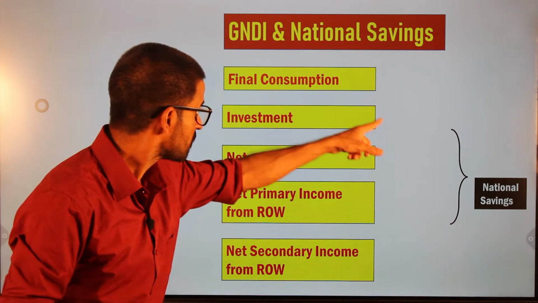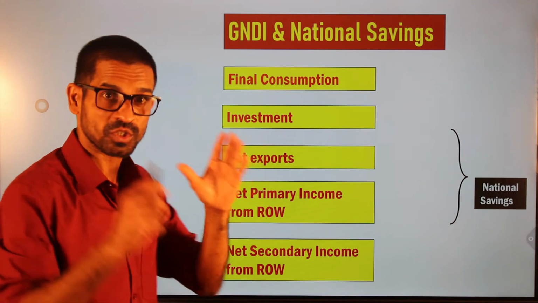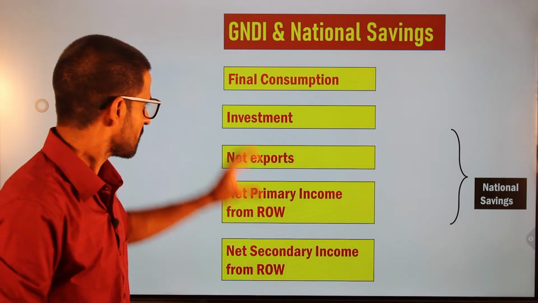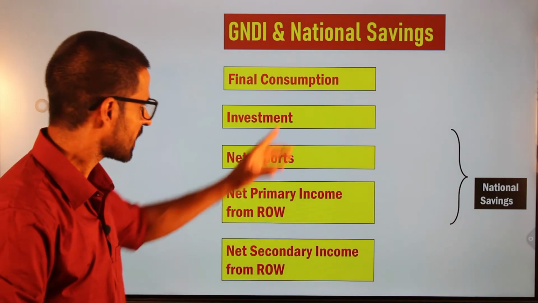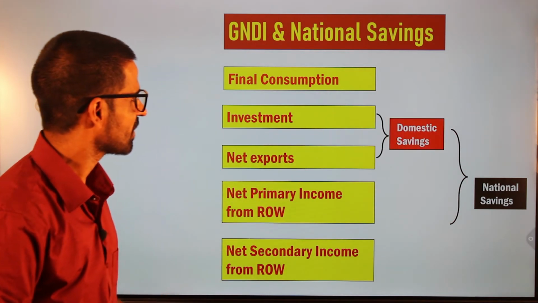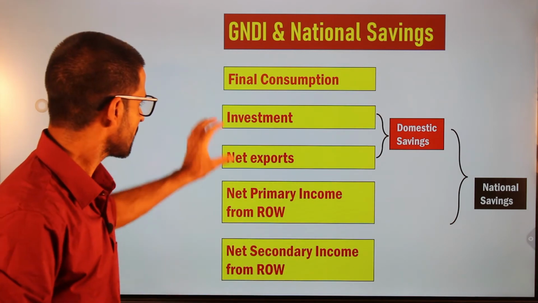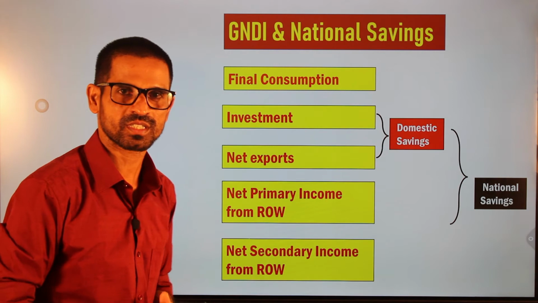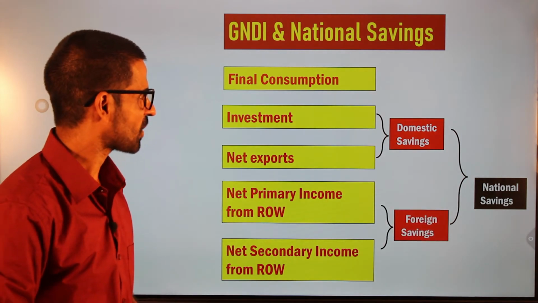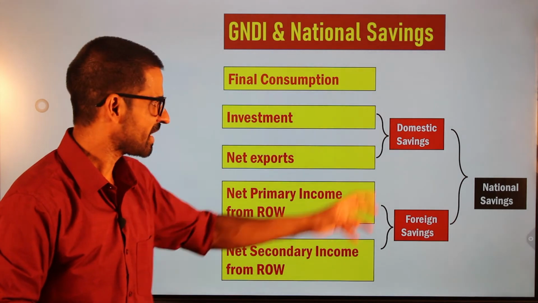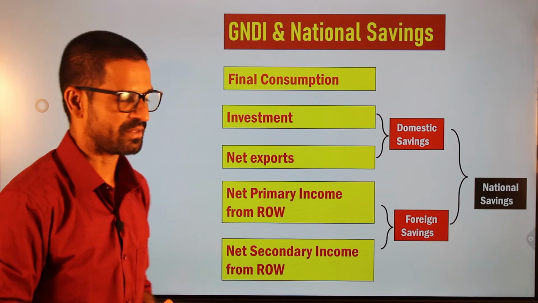And these two, investment and net exports, are within the gross domestic product. These components are included in gross domestic product, so they are the domestic savings. So what are the components in domestic savings? Investment and net exports. Then these other two are the foreign savings. So you can say national savings equals domestic savings plus foreign savings.